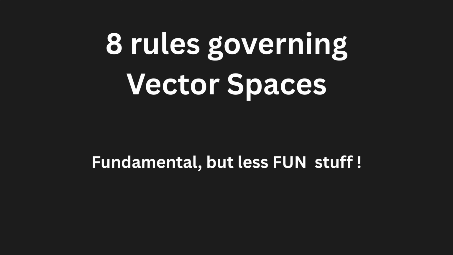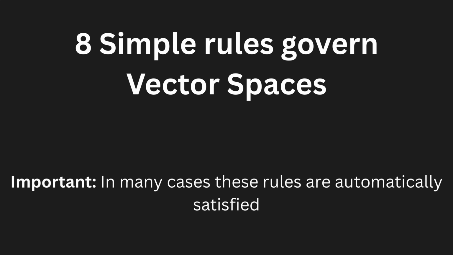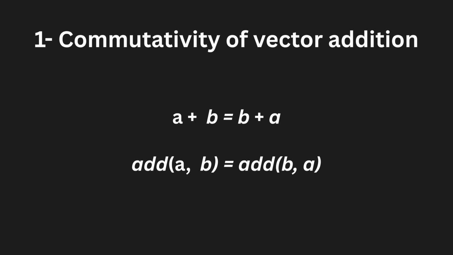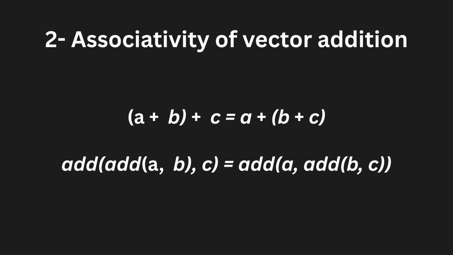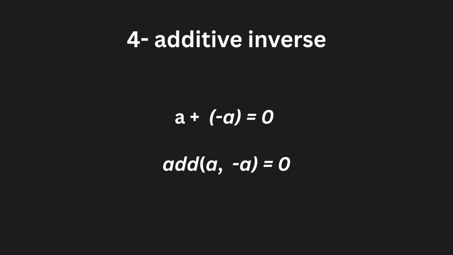But simply implementing these methods is not enough. They must behave according to the following 8 rules that are familiar to any developer. Commutativity of vector addition. Vector A added to vector B is the same as adding vector B to vector A. Associativity of vector addition. Adding 3 vectors A, B, C is the same no matter the order you start the addition with. Additive identity. Adding vector A to a vector 0 outputs an identical vector A. Additive inverse. Adding vector A to its opposite will result in vector 0.